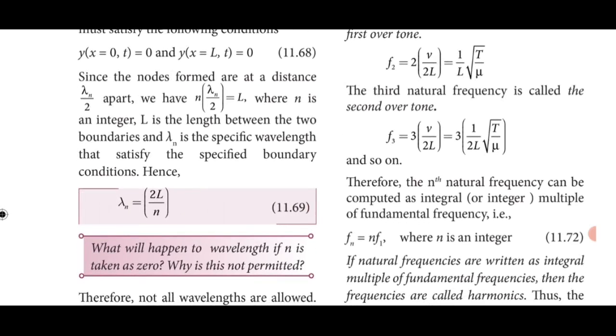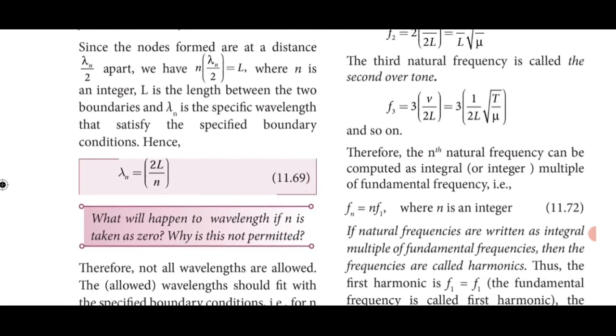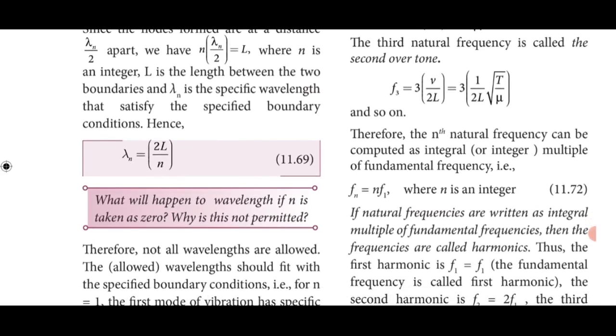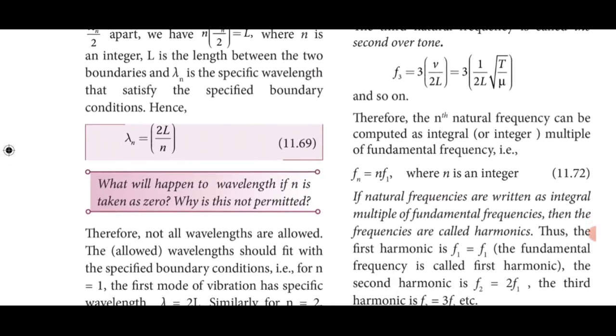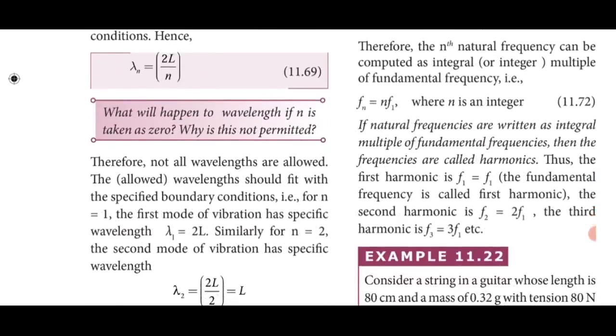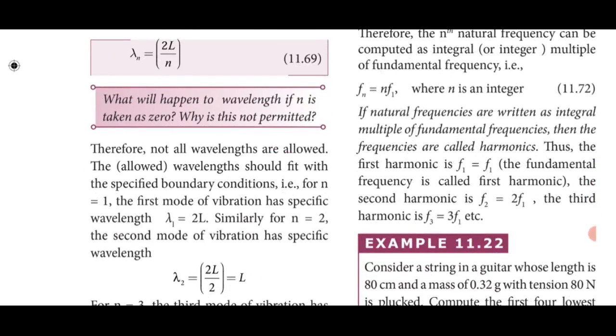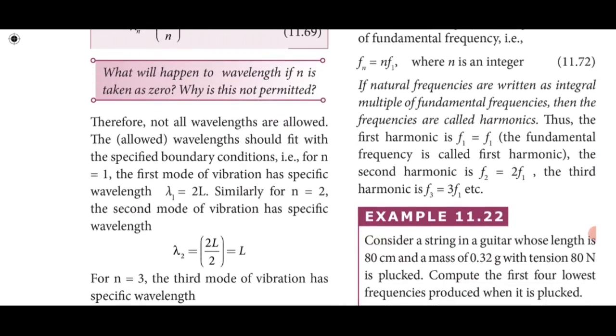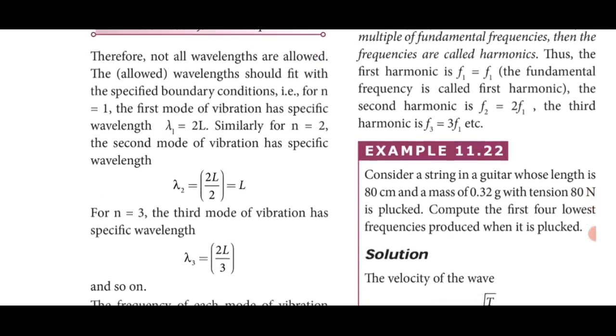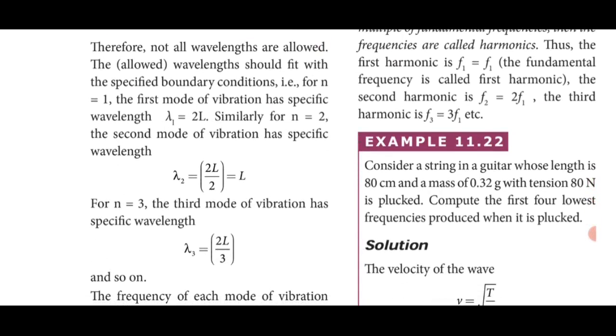That means nodes are formed at distances of lambda n by 2, and we have n into lambda n by 2 is equal to L, where n is an integer, L is the length between the two boundaries, and lambda n is a specific wavelength that satisfies the boundary conditions. So lambda n is equal to 2L by n. Therefore not all wavelengths are allowed. The wavelength should fit the specified boundary conditions.